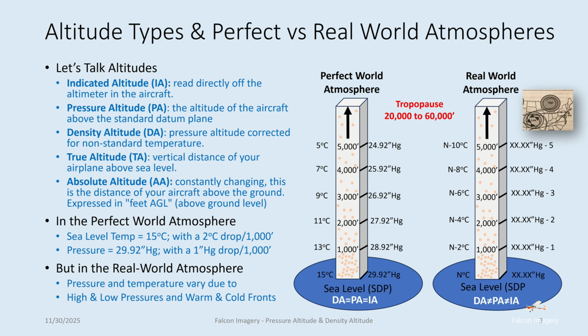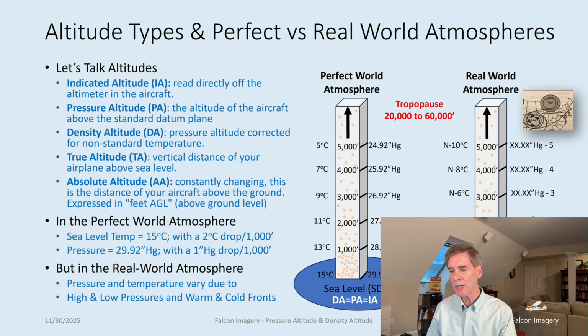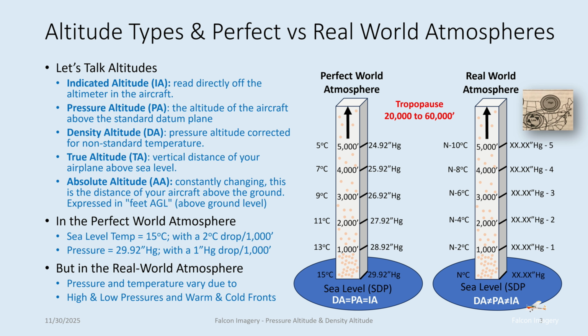But with the changes in pressures and warm and cold fronts, we don't necessarily have a standard datum plane condition going on. The lapse rate is still typically about 2 degrees Celsius per 1,000 feet in elevation, and we lose roughly an inch of mercury as we go up every 1,000 feet. But we're not starting at that baseline of 15 degrees Celsius and 29.92 inches of mercury. It is whatever the atmosphere is that day when we're out at the airport.